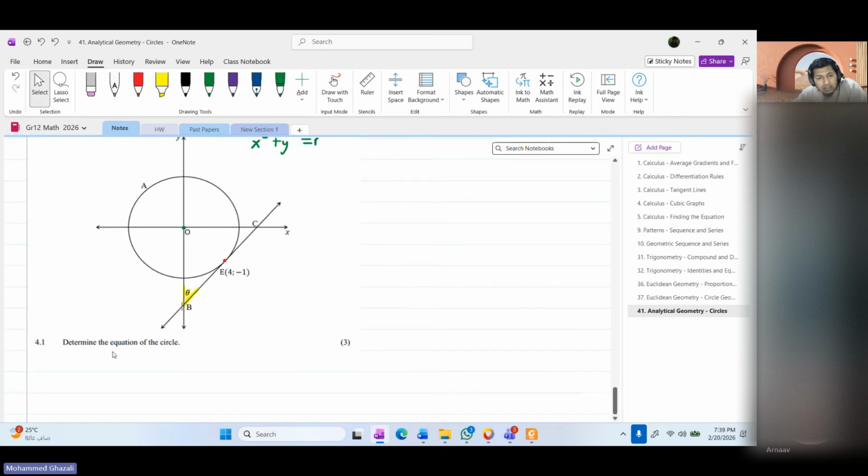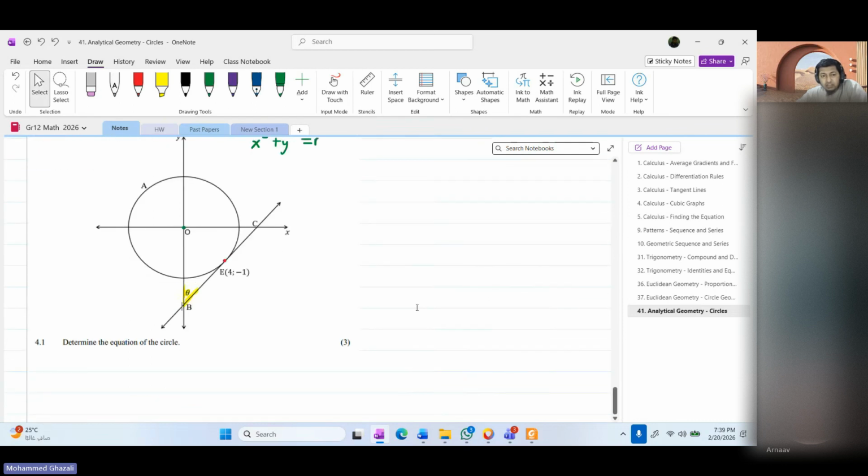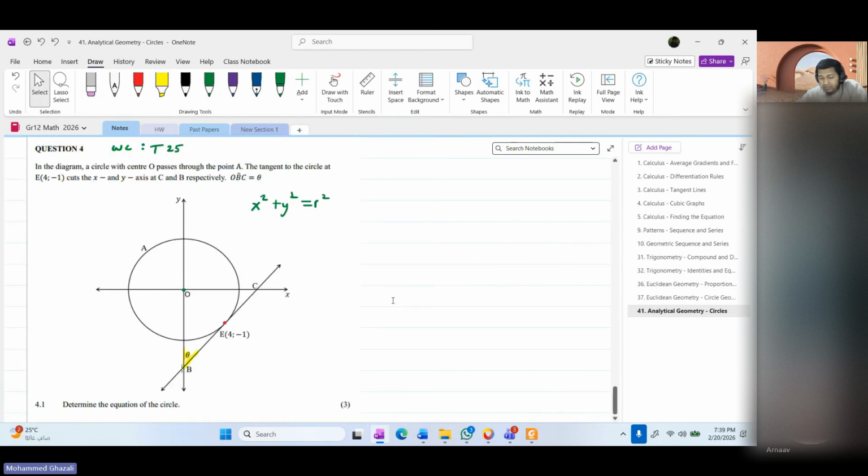So question number one, determine the equation of the circle. Anyone knows how to find the equation of the circle? Remember, we need the radius, correct? To find the equation of the circle, we said it is x squared plus y squared is equal to r squared. All we need is the radius. So let's draw a radius here because there's only one point that's given. Okay. Now, question is, can we go and find the radius? Yes, we can find the radius by using the distance formula.